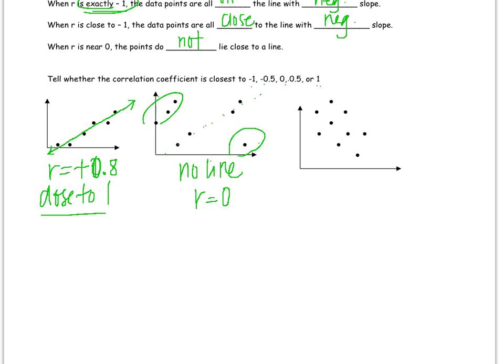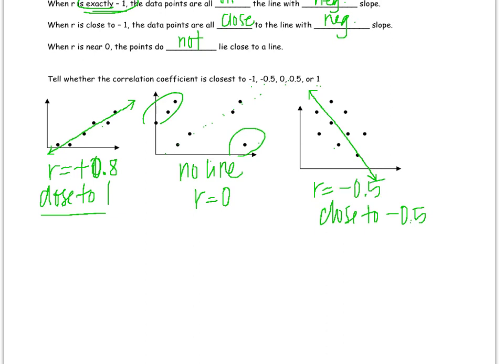My third one, you notice that it's following a negative trend. So I can put in this line. Now this data is more spread out than the first one. So I'm going to say r is close to -0.5 because it's going in the negative direction and it's spread out a little bit more. So I'm going to say about a -0.5.